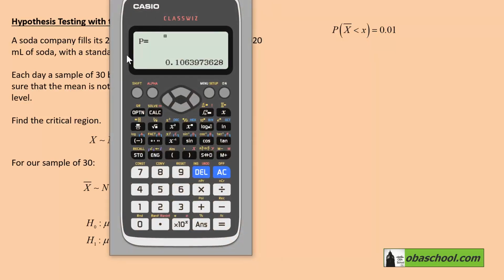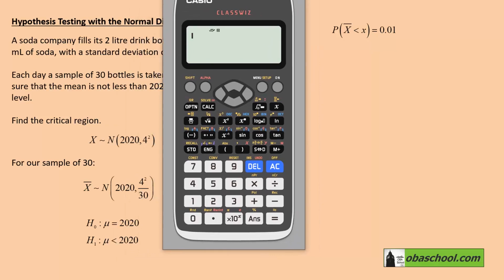Well, first of all, let's work out what the standard deviation is here. So what I need to do is just go to calculation, and our standard deviation is going to be 4 divided by the square root of 30. And as a decimal, let's make that 0.73.